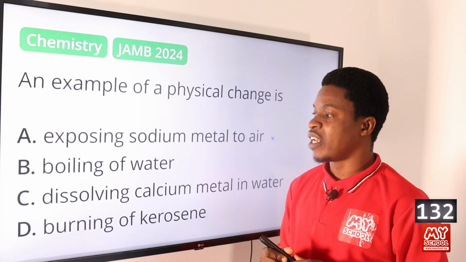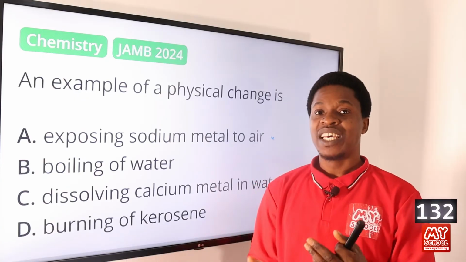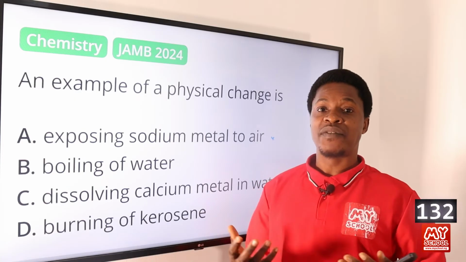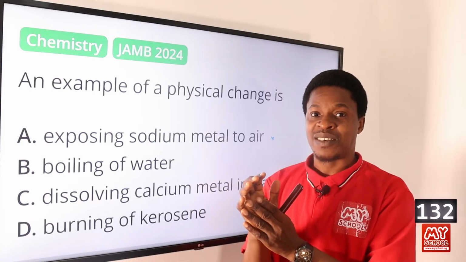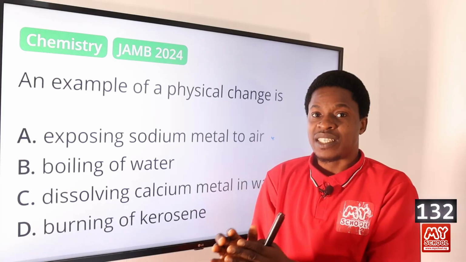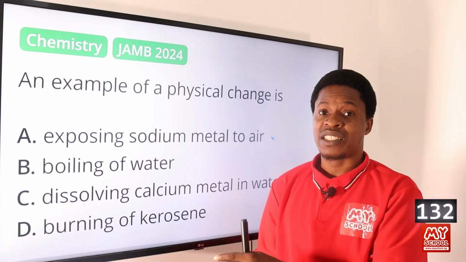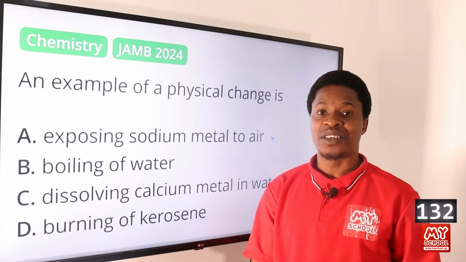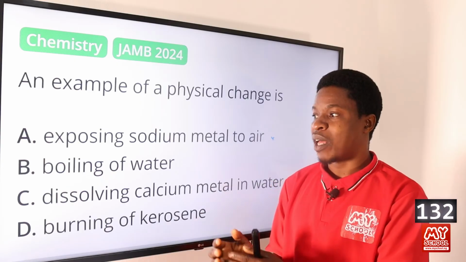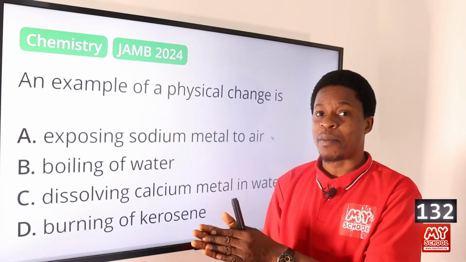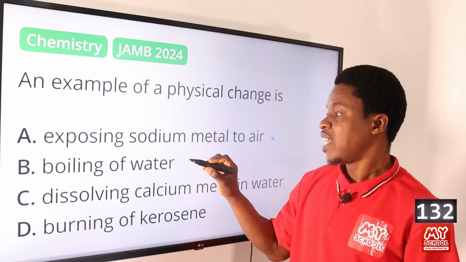Option B says boiling of water. Yeah, if you boil your water, you apply heat to it. Once it boils, you have the vapor that can be collected and then cooled again. As it vaporizes, it cools down and then it gets back to water, just like the method of distillation. You apply heat, you cool it, and then you get your water back. So that means since we can get our water back, no new substance is formed. It is reversible. So this is a physical change.